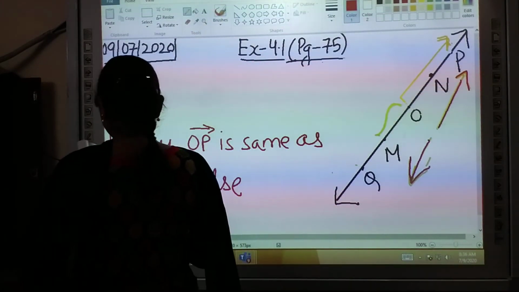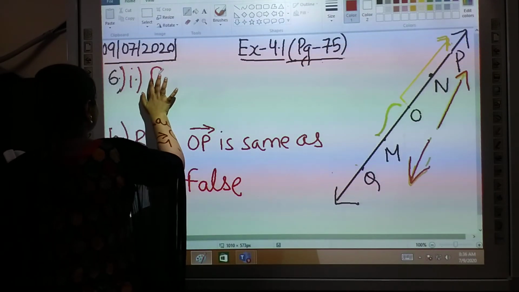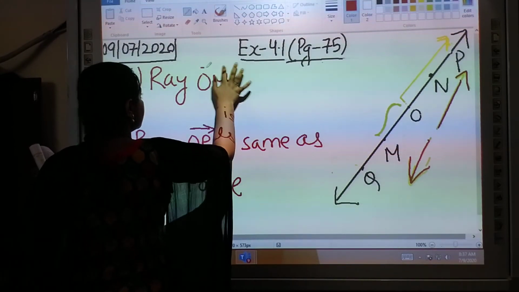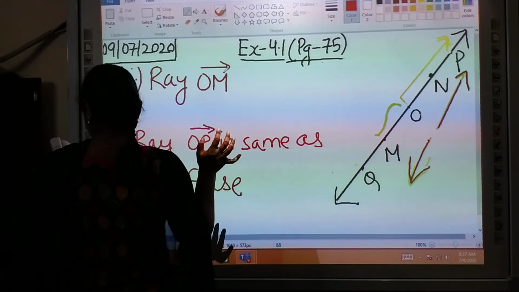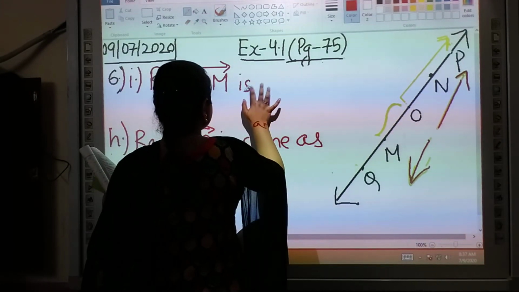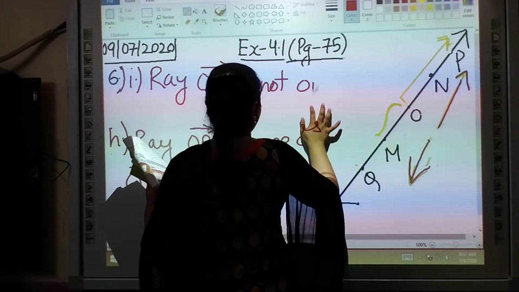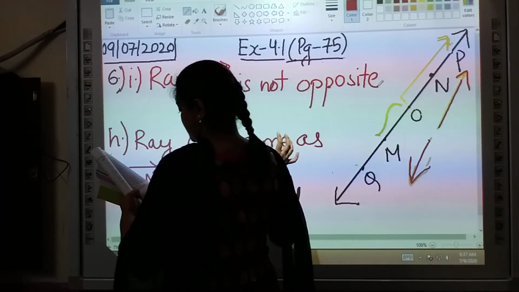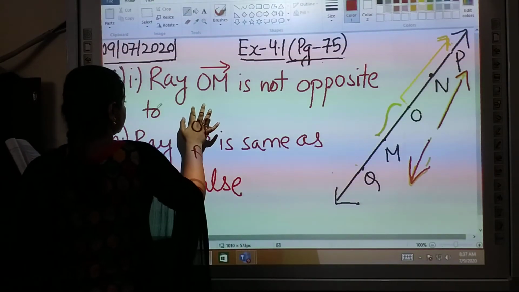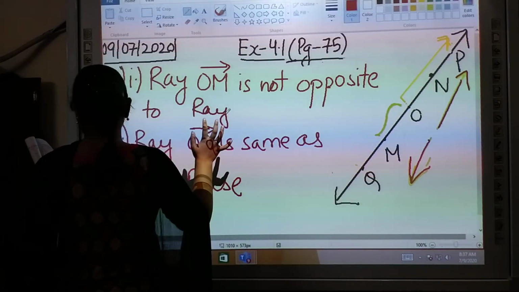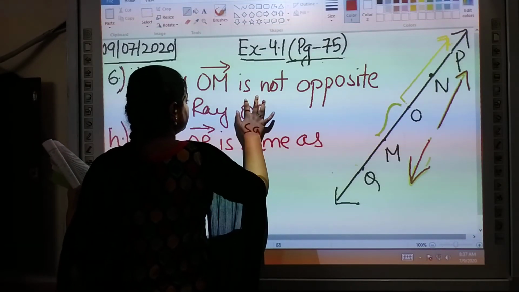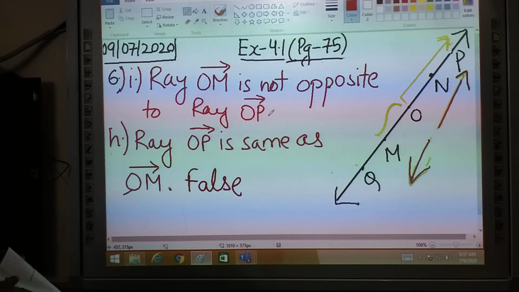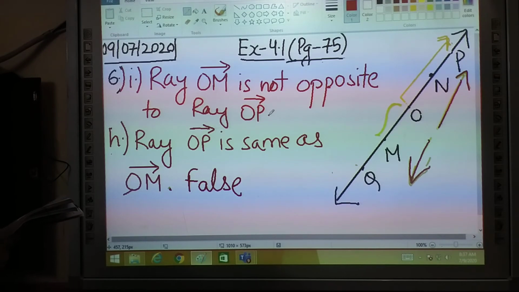The next part is saying ray OM is not opposite to ray OP. ठीक है, two rays are given to us. The question is stating that ray OM is not opposite to ray OP.